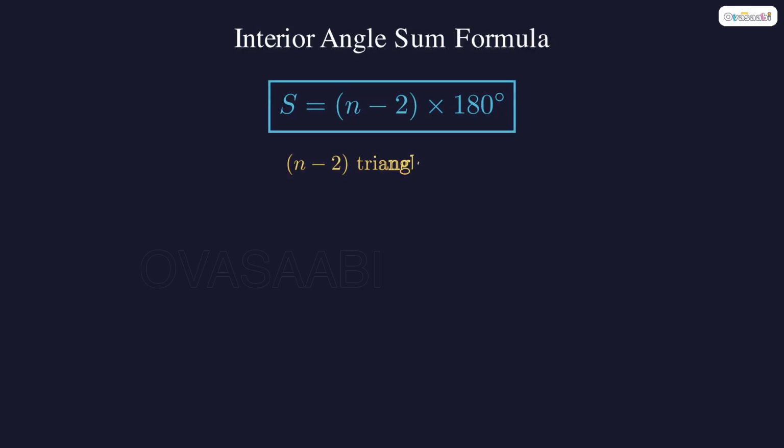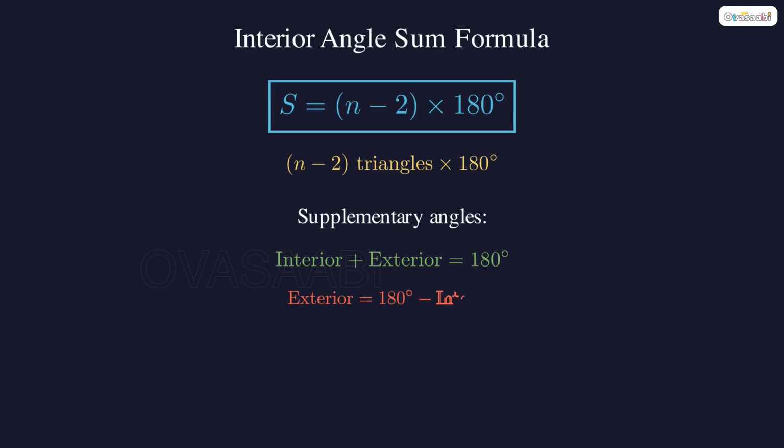So the sum of interior angles is (n-2) times 180 degrees. Now each exterior angle and its interior angle are supplementary, they add up to 180 degrees.